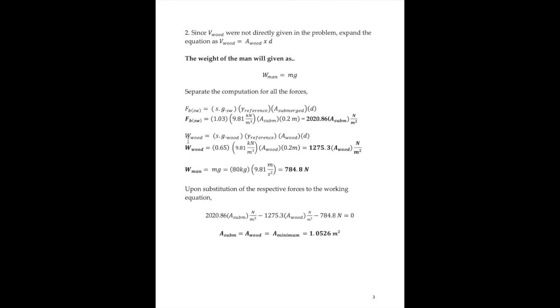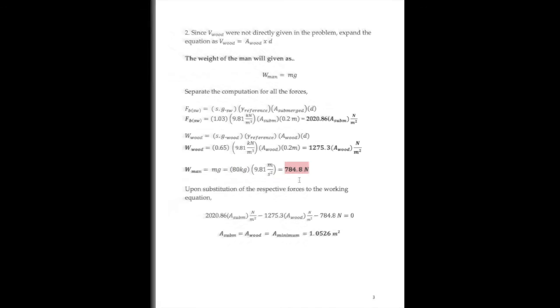Since the weight of the wood is the same as the buoyant force, you multiply the specific gravity of wood by the specific weight of the reference fluid multiplied by the draft. The area of the wood is also what the problem requires, so it will give you the weight of the wood as 1,275.3 times the area of the wood, in newtons per square meter. The weight of the man will be 80 kilograms multiplied by 9.81 meters per second squared, giving you 784.8 newtons.